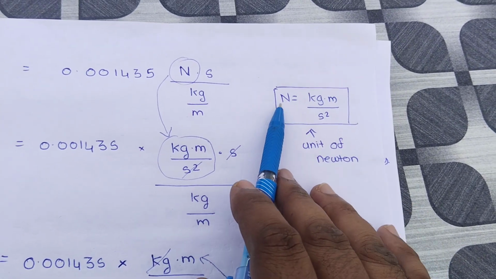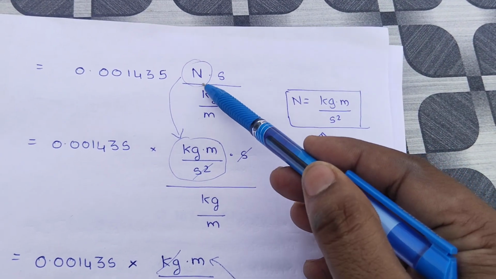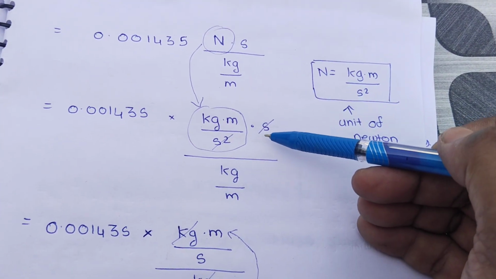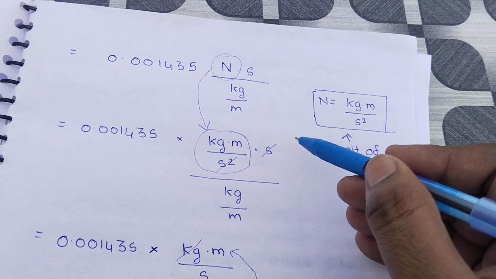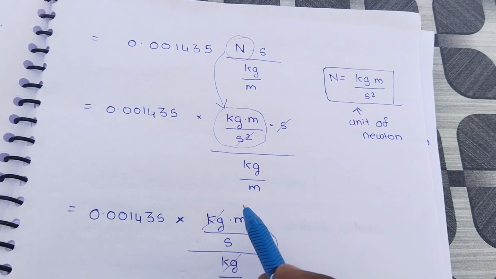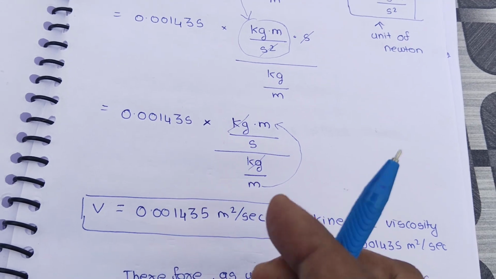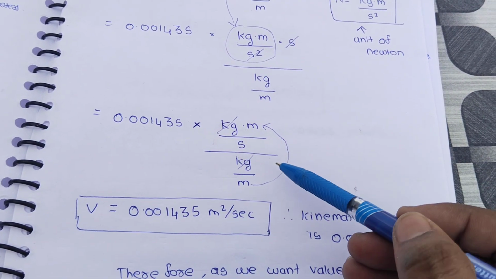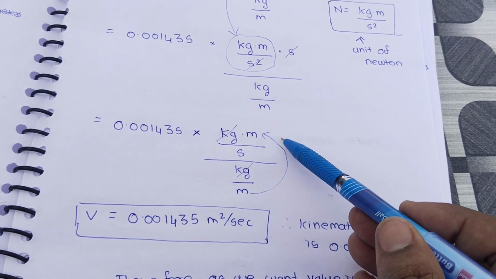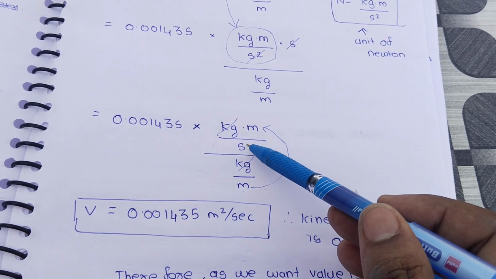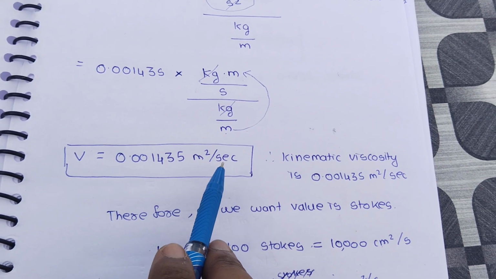1 Newton is equal to 1 kg meter per second square. It is the unit of Newton, so it will be written down separately. So second square kg per meter. Here second will be cancelled, and the remaining is kg meter per second kg per meter. 0.001435 kg meter per second kg meter. Kg will get cancelled, and m will be shifted upside. So meter square per second. So v is equal to 0.001435 meter square per second.